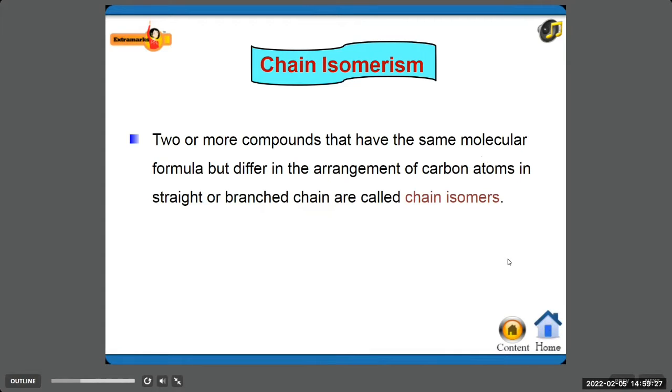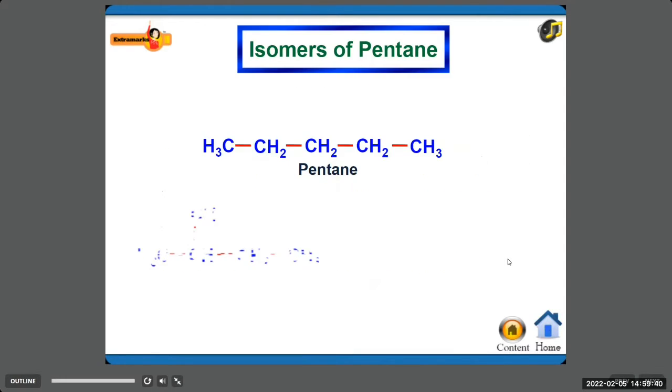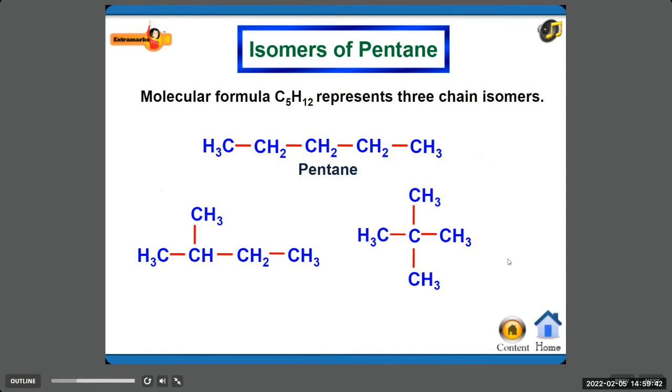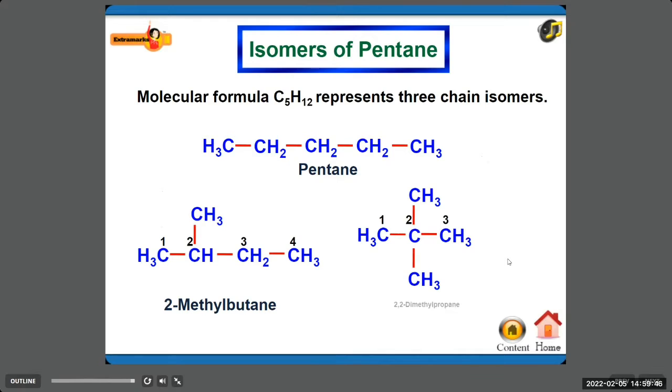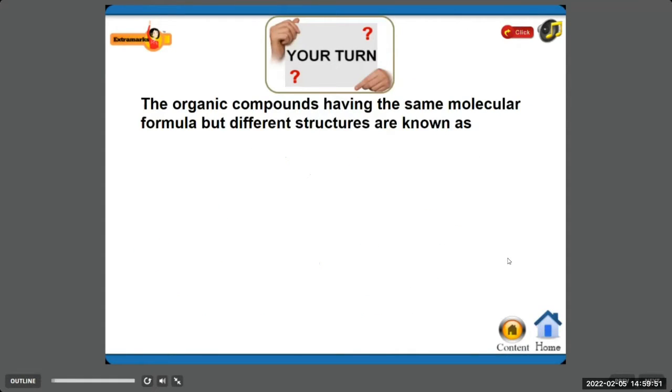Two or more compounds that have the same molecular formula but differ in the arrangement of carbon atoms in straight or branch chain are called chain isomers. This phenomenon is termed as chain isomerism. For example, the molecular formula C5H12 represents three chain isomers having different structures. Pentane.